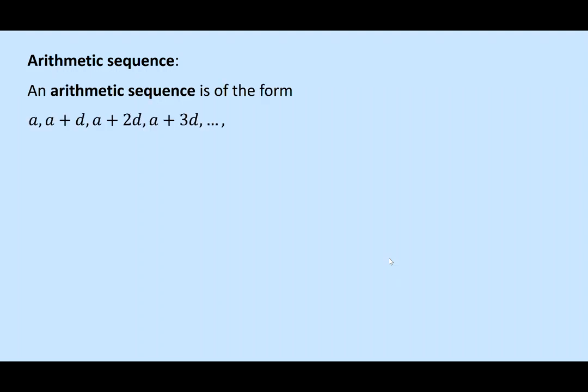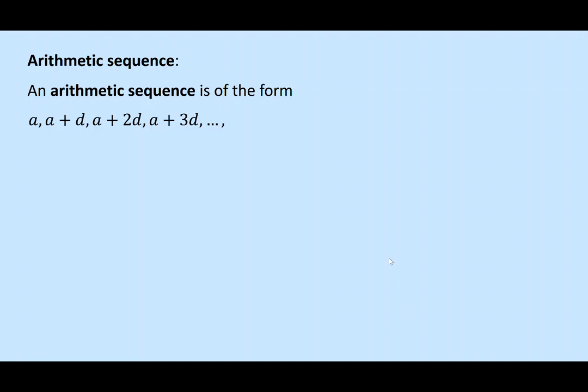What's an arithmetic sequence? An arithmetic sequence is of the form a, a plus d, a plus 2d, a plus 3d, and so on. Basically, you start with a number and you keep adding the same number. Then to a plus d itself, you add another d, which becomes a plus 2d, right? And so on. So that is an arithmetic sequence.